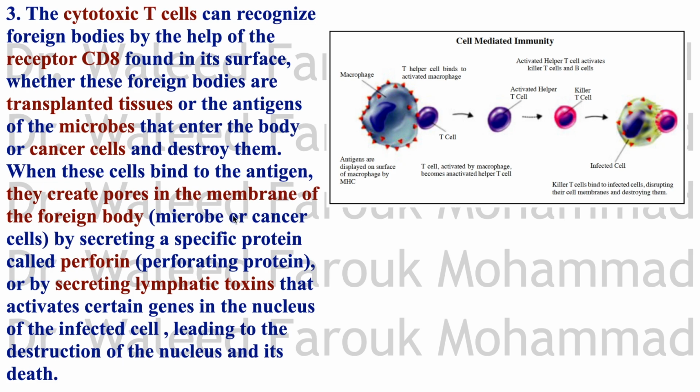بتعمل ايه؟ انها لما بايندز مع الانتيجين ده بتعمل فيه ثقوب في الاوتر ممبرين بتاعه عن طريق بروتين اسمه بيرفورين او perforating protein او secreting lymphatic toxins. طيب ايه اللي بيحصل؟ ان النيوكليوس بتاعت السيل المصابة بتموت، destruction، بتبقى تتدمر والسيل نفسها بتموت.